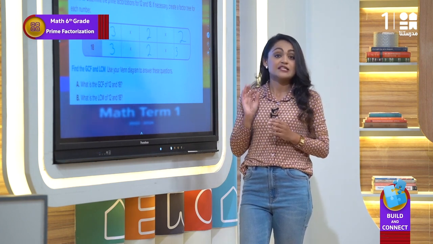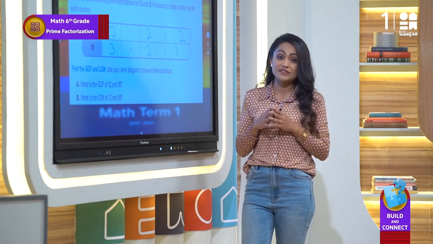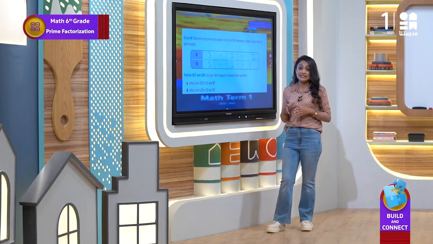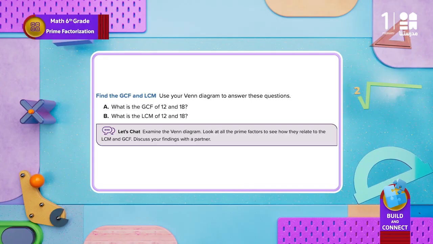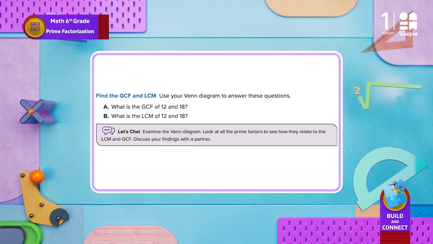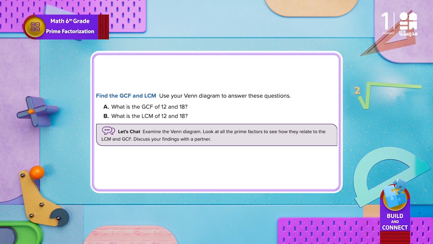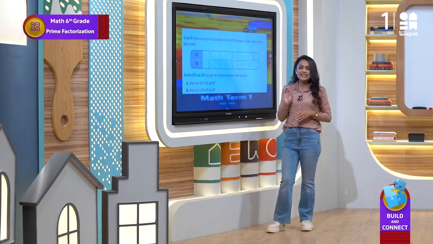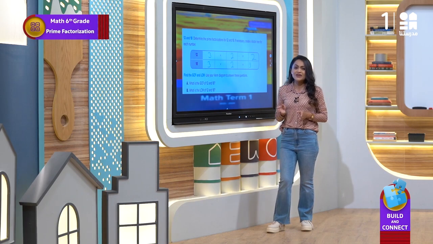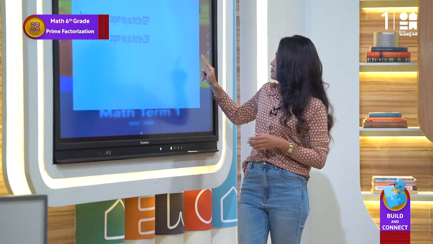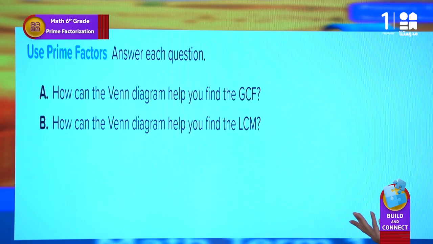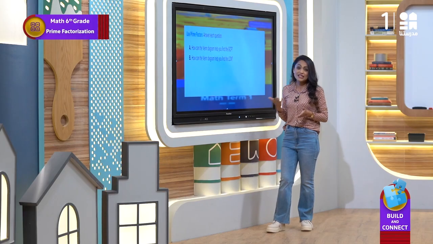And especially when we identify the GCF and LCM for the numbers 12 and 18. This is what we are required to do in the activity: find the GCF and the LCM. This time, we will use a Venn diagram. So, let's first see how the student in my class thought about it.